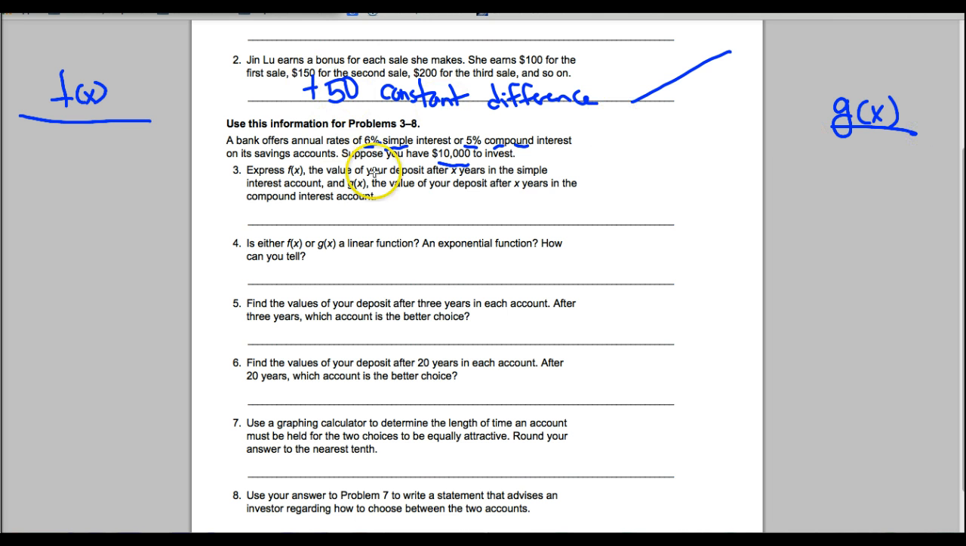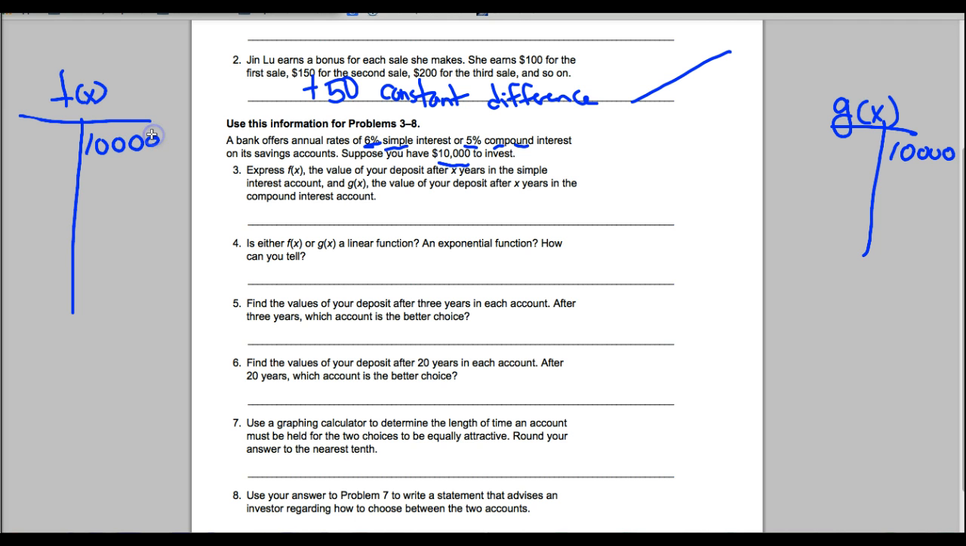And g of x is the value of your deposit after x years in the compound interest account. So we talked about this. Simple interest means you're going to start off with how much? Well, they had $10,000, so we're going to start off with $10,000, right? So I'm going to put 10,000 here, and then I'm going to put 10,000 here.